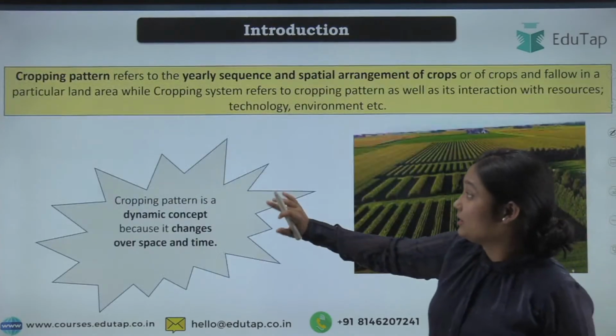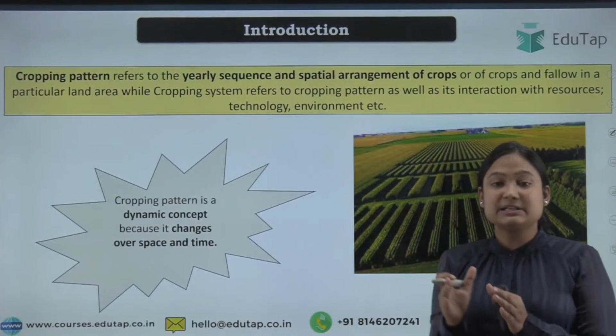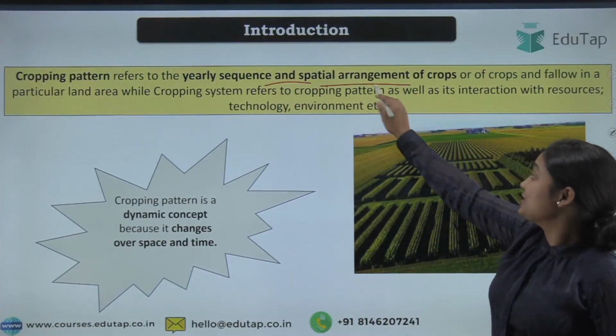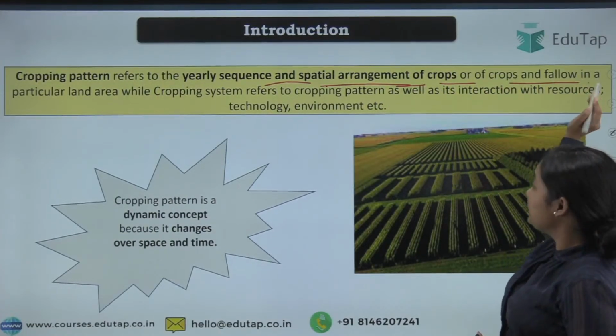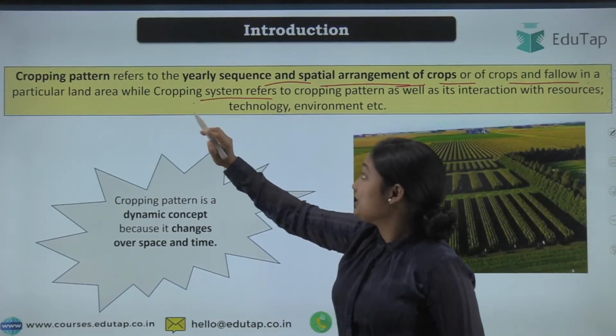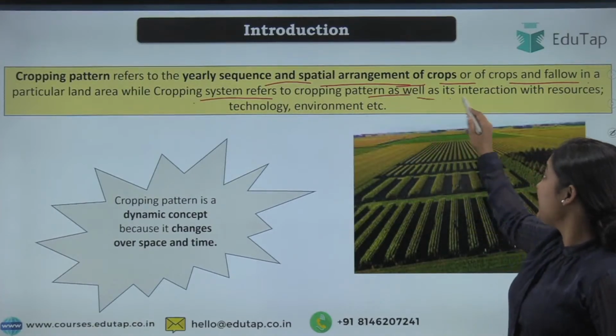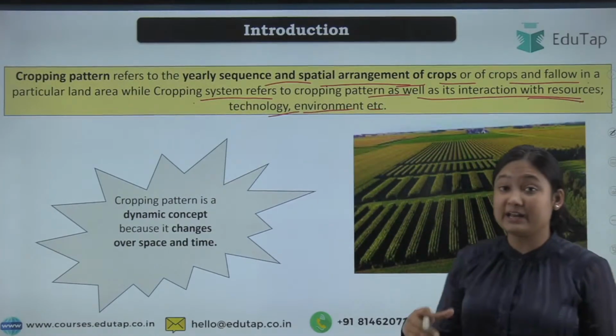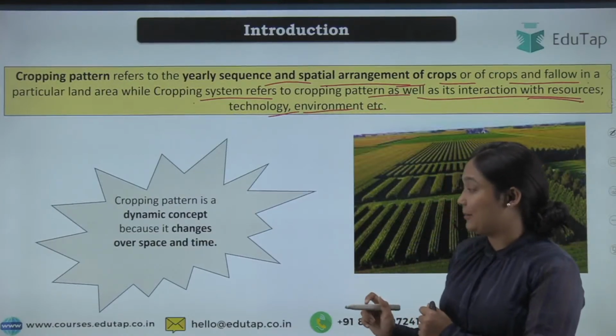So talking about the cropping pattern. Your cropping pattern refers to the yearly sequence or spatial arrangement of crops in a fallow land, while cropping system refers to cropping pattern as well as its interaction with technology, environment, and whatever resources we are providing to the farm.